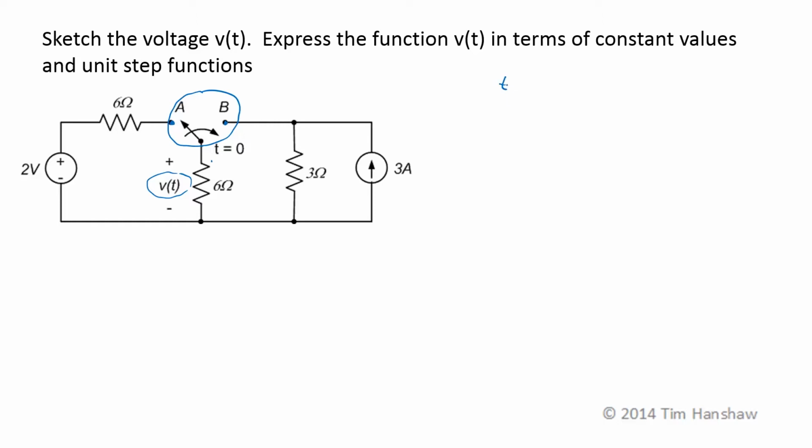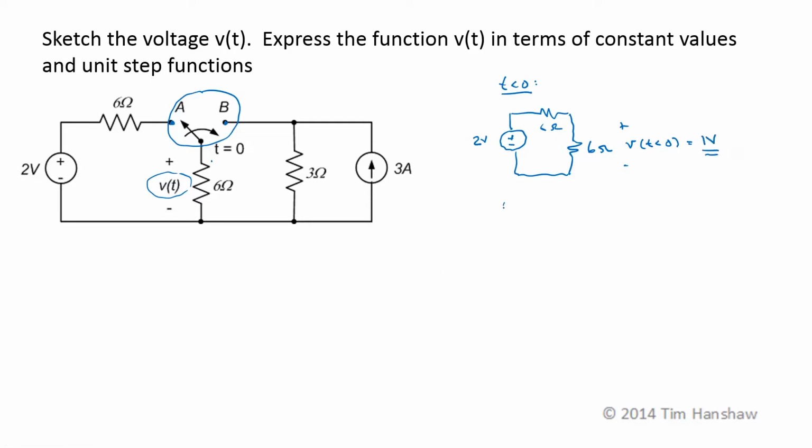So, for t less than 0, the switch is connected here at A. I have a 2-volt source, this 6 ohm resistor, and this 6 ohm resistor, and V at t less than 0 is across this 6 ohm resistor. This constitutes a voltage divider. I have 2 volts here. 6 over 6 plus 6 is 1/2, so this is going to be half of 2 volts, or 1 volt.